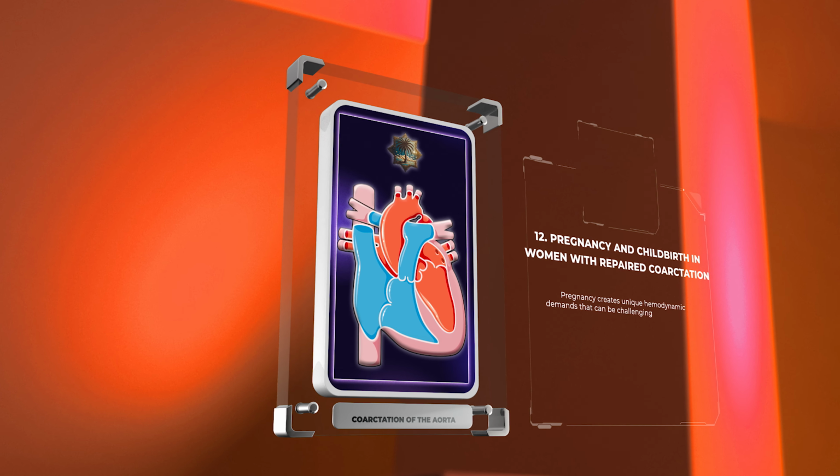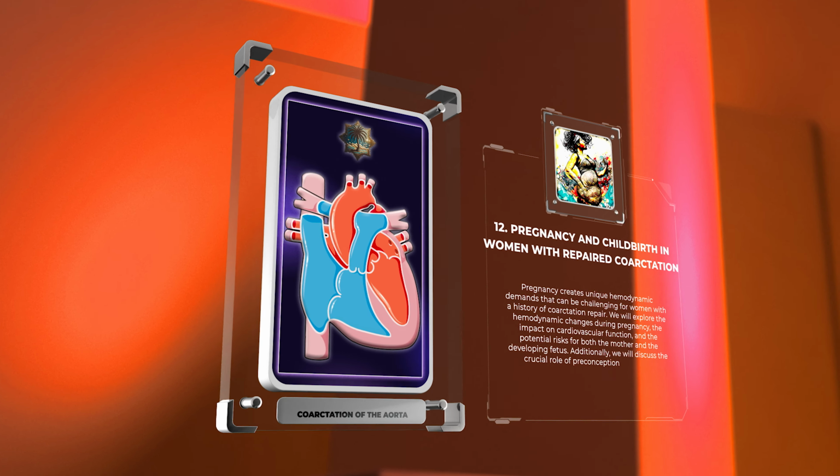Pregnancy creates unique hemodynamic demands that can be challenging for women with a history of coarctation repair. We will explore the hemodynamic changes during pregnancy, the impact on cardiovascular function, and the potential risks for both the mother and the developing fetus. Additionally, we will discuss the crucial role of preconception counseling, monitoring strategies, and multidisciplinary management in optimizing outcomes for these women and their babies.